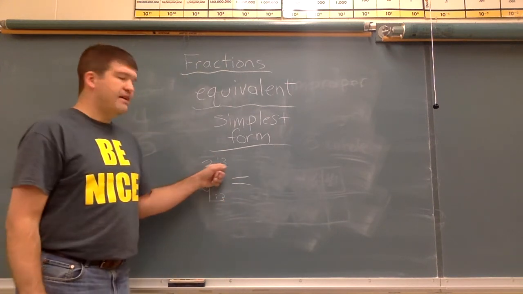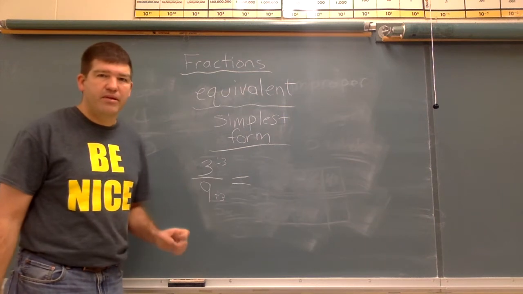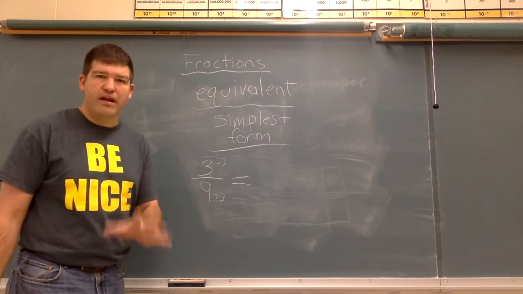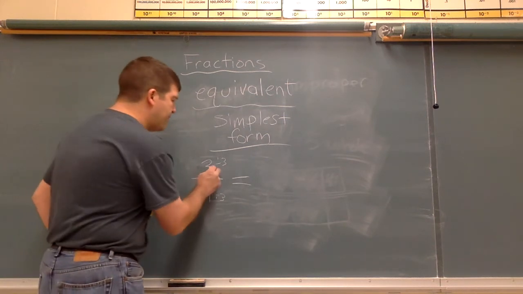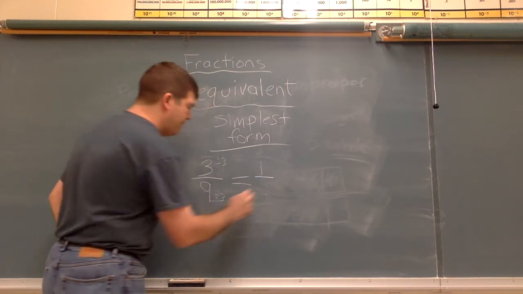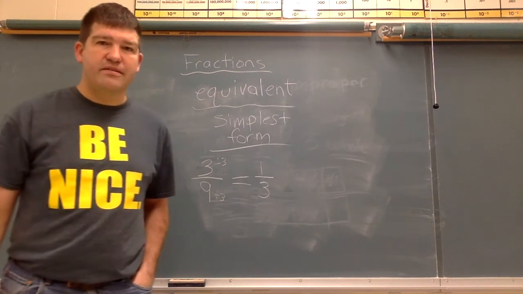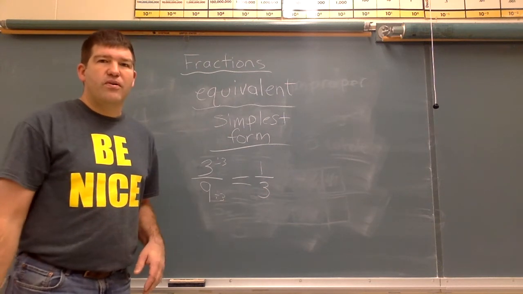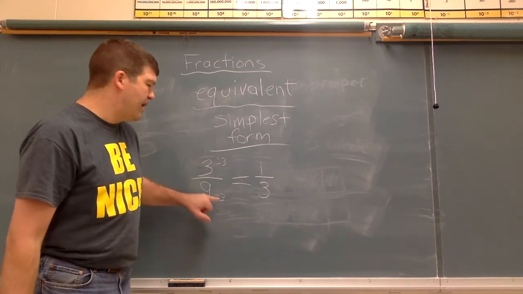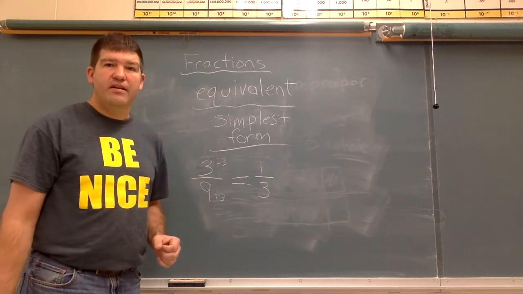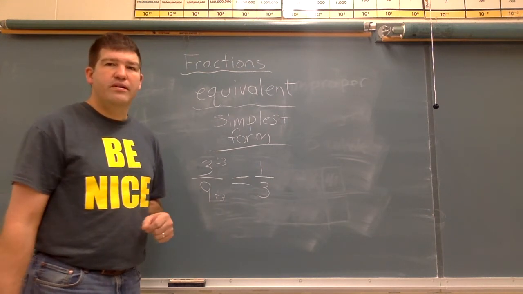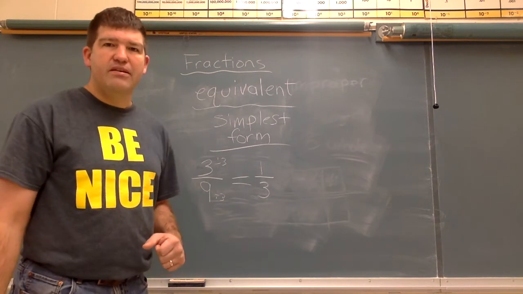Now, as long as that divides equal, I'm going to be good, and this divides equal, I'm going to be good. So let me try it. 3 divided by 3 is 1. 9 divided by 3 is 3. Awesome, it works. So because they could both be divided by that number equally, they're good to go. That's how you reduce something, make it into its simplest form.